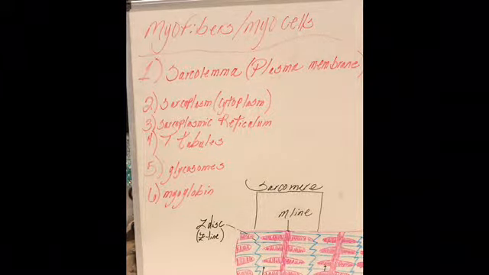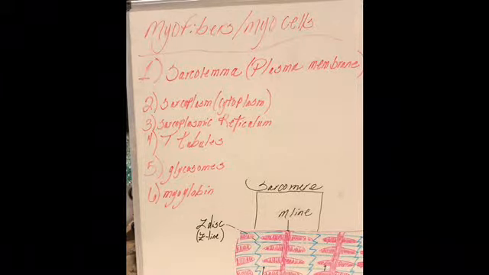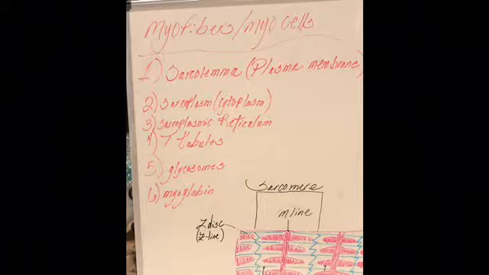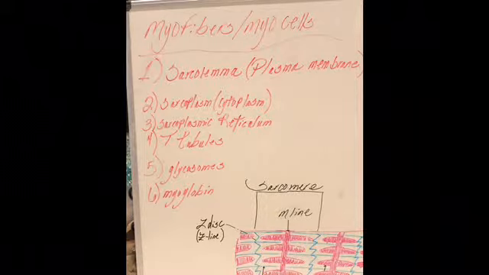Sarcolemma is also known as the plasma membrane. This can carry an electric charge. Sarcoplasm is also known as the cytoplasm of a muscle cell, and it contains large amounts of glycosomes. Glycosomes are granules of stored glycogen that provide glucose during muscle cell activity for ATP production. Myoglobin is like hemoglobin. It is a red pigment that stores oxygen.